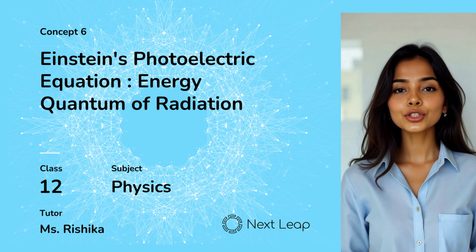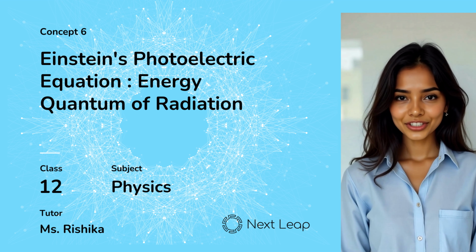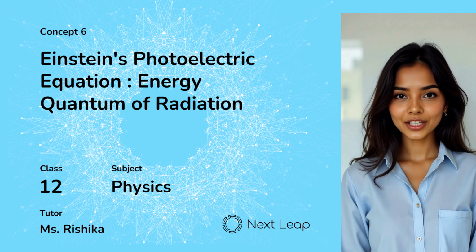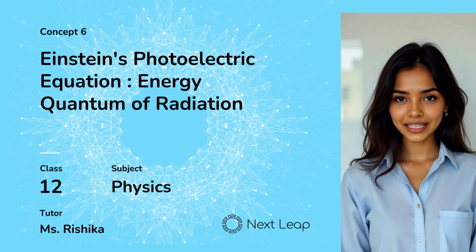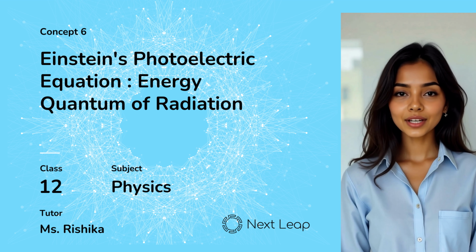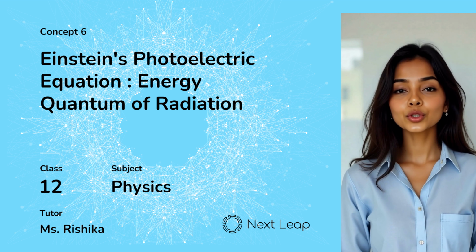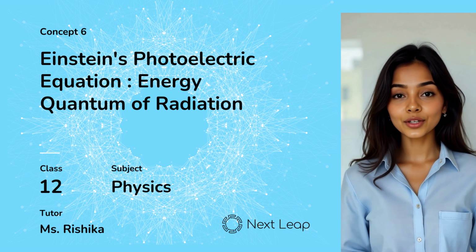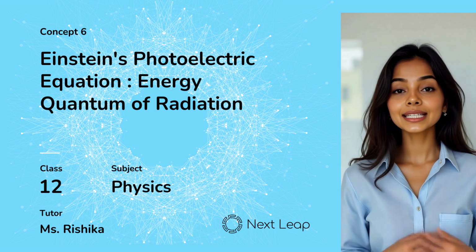For centuries, light was seen purely as a wave capable of interference, diffraction, and polarization. But when the photoelectric effect was discovered, it revealed something astonishing. Light can also behave like a stream of tiny particles. Einstein called these particles quanta of light. Today, we know them as photons. Each photon carries a definite amount of energy proportional to its frequency.